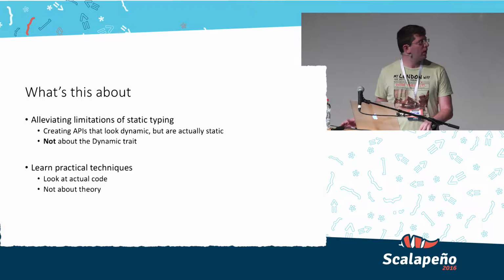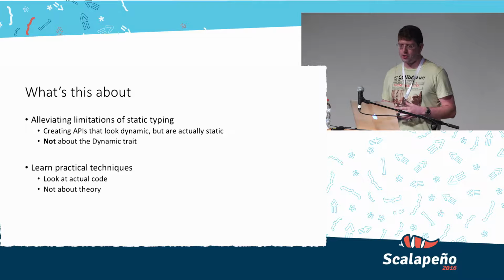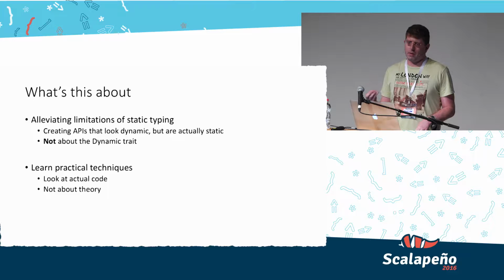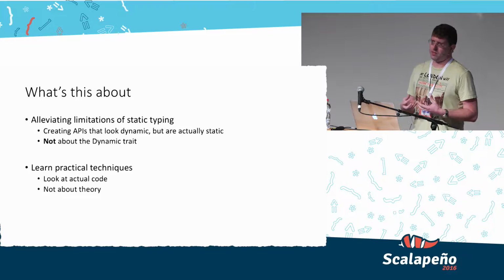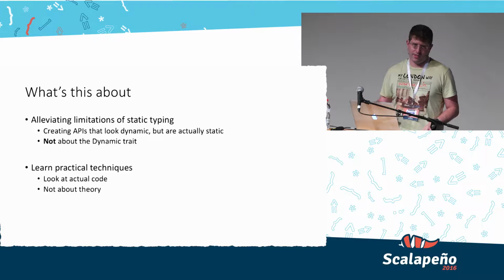But sometimes some things can be hard to do in a static language, and this talk is actually about how to alleviate some of the limitations that we have in a static language like Scala. You can think about it as, how do we create APIs that look dynamic, that give us this conciseness, but are actually static? What I'm not going to be talking about is the Dynamic trait, because the Dynamic trait is dynamic. Not in the scope.